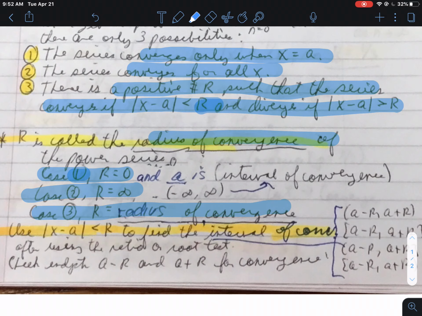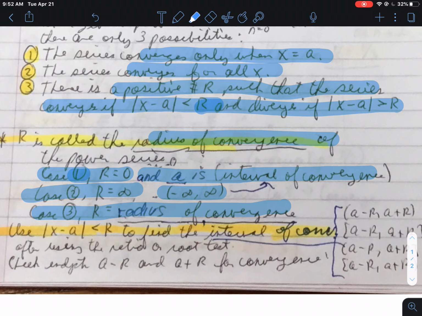But notice also I have for case 1, all right, our interval of convergence, since we're only converging for a single value, whatever the a value is, a then is our interval of convergence. It's a single value, right? But it's the interval of convergence. And then, like we said in the second case, where r is infinity, where we're converging over the entire set of real numbers, then that's our interval of convergence. And again, that I think makes sense.